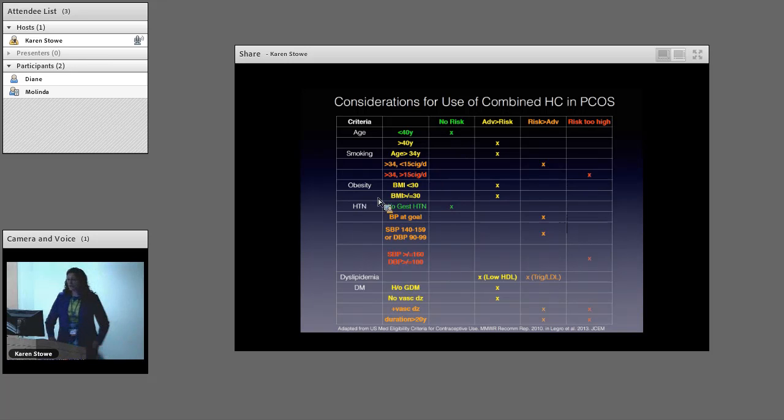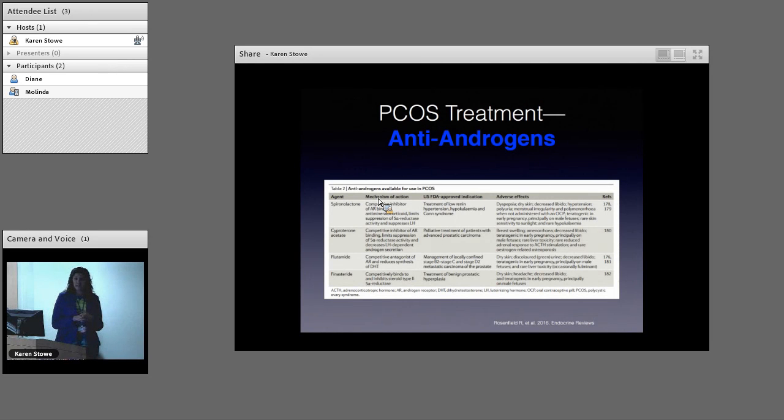Moving on to treatment of PCOS, first line is hormonal contraceptives. This is because it addresses two of the main criteria of PCOS, particularly if a woman isn't planning to get pregnant. The progestin suppresses LH and decreases ovarian androgen production. The estrogen increases sex hormone binding globulin and thus lowers androgen levels. And it also protects the uterine lining from hyperplasia.